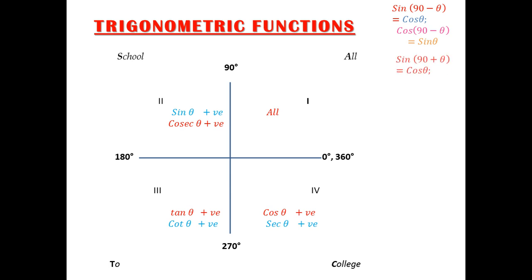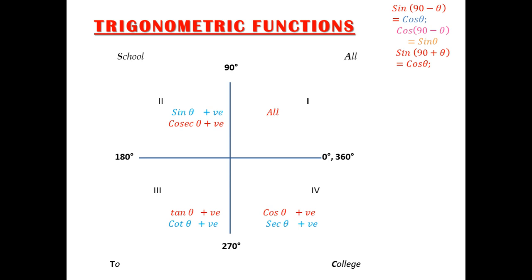Next is sin 90 plus theta. Now we move on to the second quadrant, 90 plus theta. This is our second quadrant. Firstly we see which quadrant? 90 plus theta, second quadrant. Clear? Now we are adding theta into 90, so we have to change.